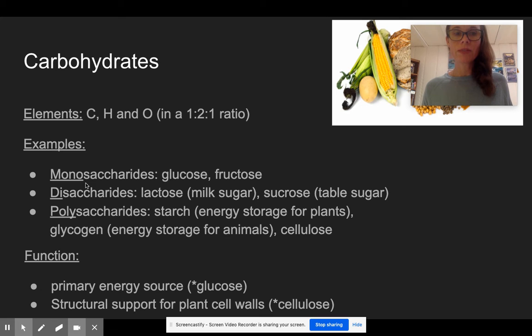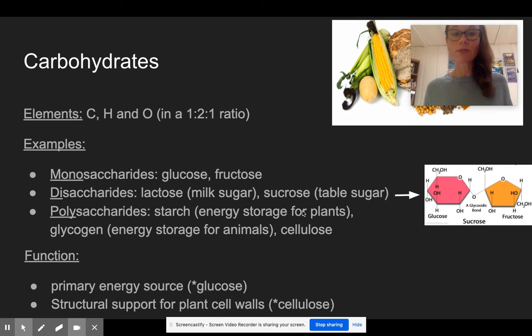Monosaccharide just means single sugar. These are the monomers of carbohydrates, right? So glucose and fructose are examples of those. Disaccharide just means two sugars linked together, and I want to show you an example of what that might look like. So lactose or milk sugar is an example of a disaccharide. Sucrose, which is table sugar, is another example of a disaccharide. And if you wanted to draw it, you would draw a glucose molecule linked to a fructose molecule. That's table sugar, essentially. That is sucrose.